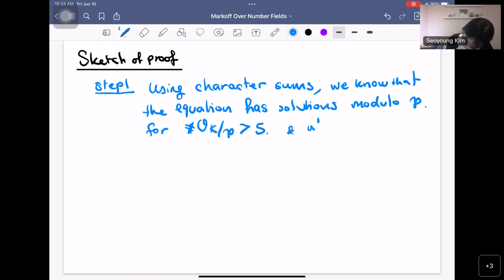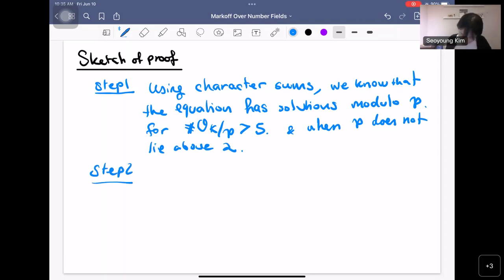And when your P does not lie above two. This is just quite intense estimation of the character sum in order to say something about the existence of the solutions modulo P for non-prime powers. And for the next step, what we do is we just use Hensel's lemma to lift all the solutions to prime powers P^n for n greater than or equal to one.